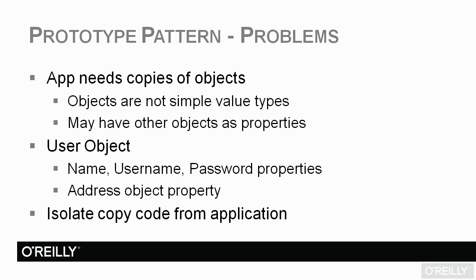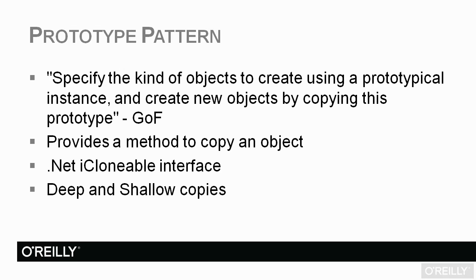We don't want to repeat all of this copy code that dives into objects and copies every property of objects and all that all over the place in our code. So the definition of a prototype pattern by the Gang of Four is to specify the kind of objects to create using a prototypical instance and create new objects by copying this prototype. So essentially what we're saying is we want to create a single object and an instance of that single object, and then create the new objects just by copying that, using it as a prototype or a template.